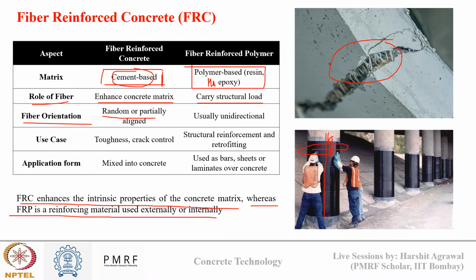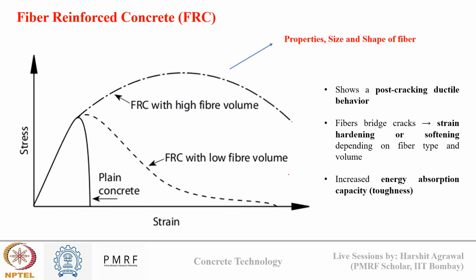Fiber orientation here is random or partially aligned. However, in FRP it is usually unidirectional. So in the direction in which we want to enhance the property, in that direction only we wrap the FRP sheets. FRC is used to increase the toughness or for crack control, while FRP is used for retrofitting and repair applications. Here fiber is mixed with concrete, while FRP is used as bars, sheets and laminates over the cover. So this is how FRP and FRC differ from each other.